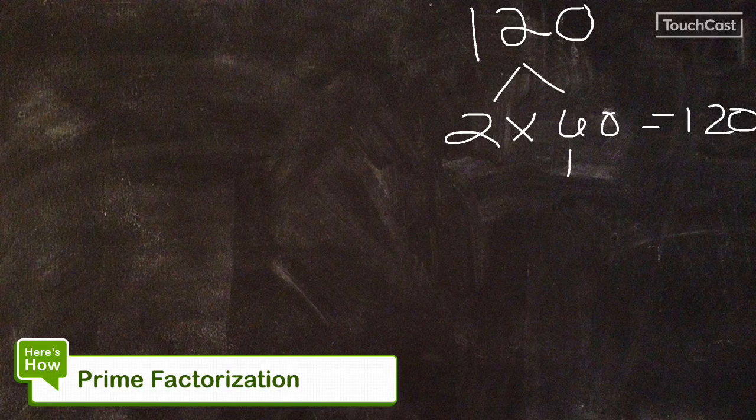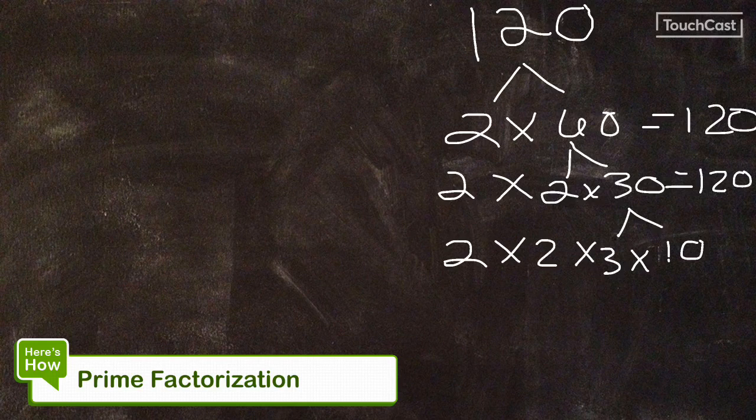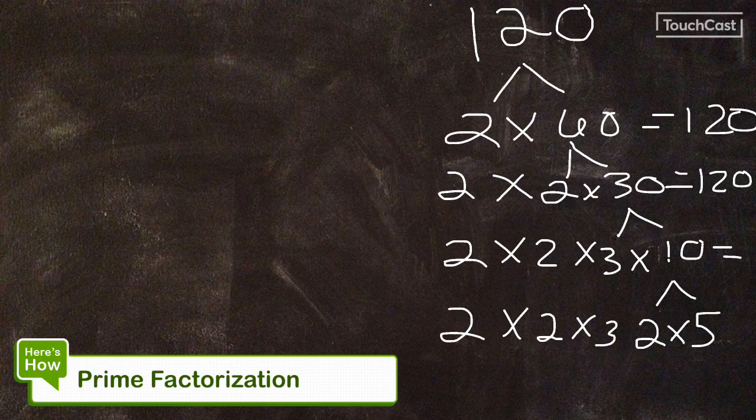I'm going to go ahead and start with 2 times 60. Now my 2 is already prime. I'm going to go ahead and bring that over, and I think I'll break the 60 into 2 times 30, and that still equals 120. Now let's break the 30 down. I think I'll do 3 times 10, but you could also do 2 times 15. Lots of different options there. So 2 times 2 times 3 times 10 should equal 120. Then my 10 is not prime, so I'm going to break my 10 down into 2 times 5. And I'm going to bring everything else on down here.